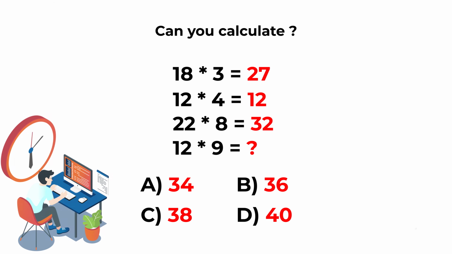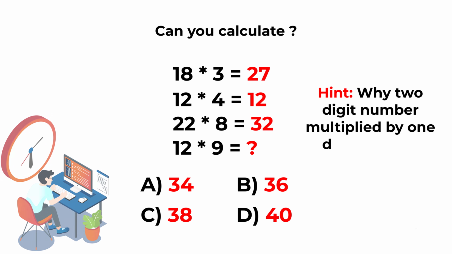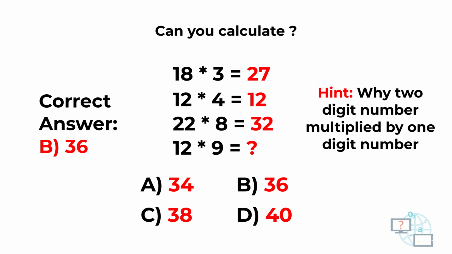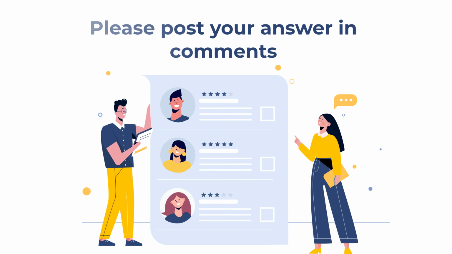Give yourself a little bit of time because the answer may not be obvious. I'm going to give you a quick hint. Do you know why it's always a two-digit number multiplied by a one-digit number? The correct answer here is choice B, 36. If you figured it out, please make sure to post your solution in comments.